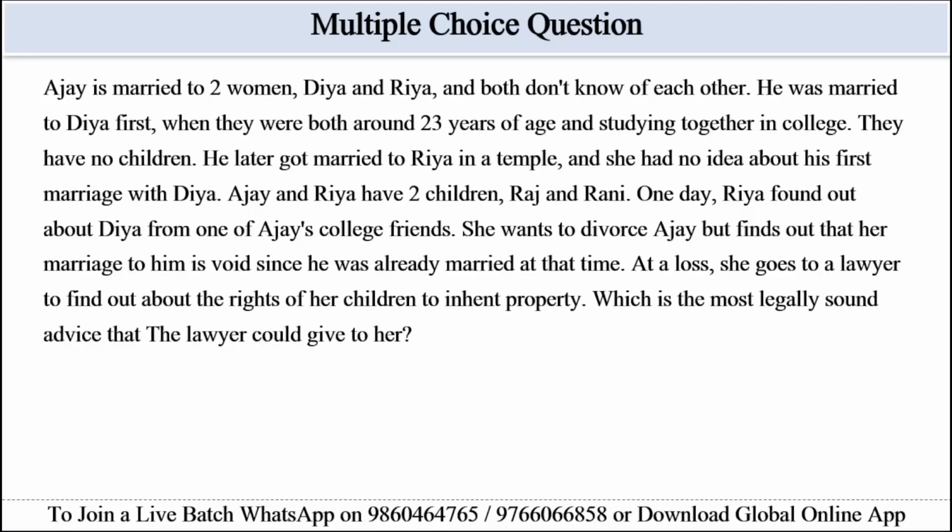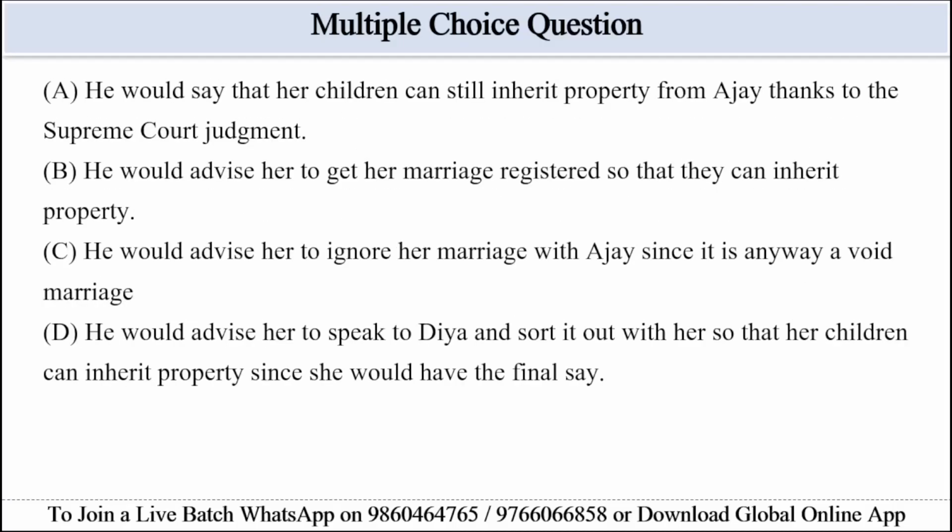At a loss, she goes to a lawyer to find out about the rights of her children to inherit property. Which is the most legally sound advice that the lawyer could give to her? So the question is, what advice should be given about the inheritance right of children from a void marriage? The passage confirms children born of void marriages are entitled to inherit.